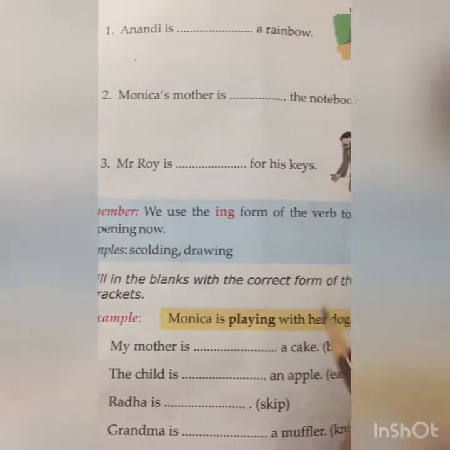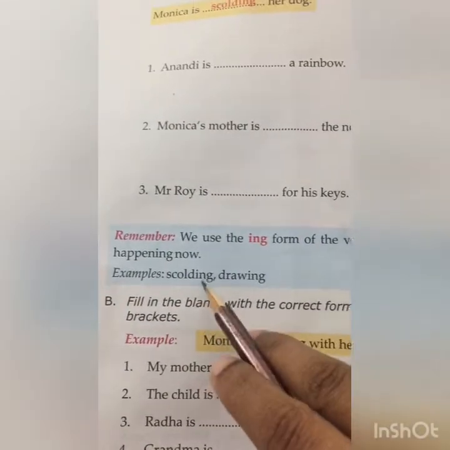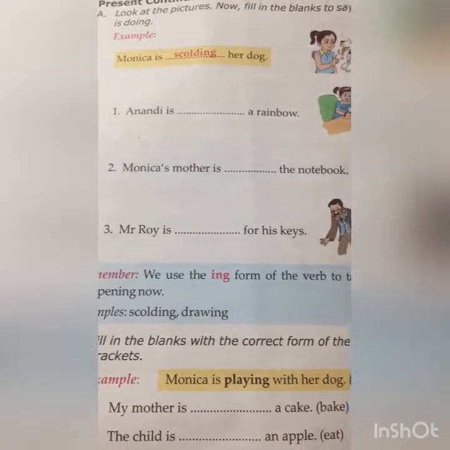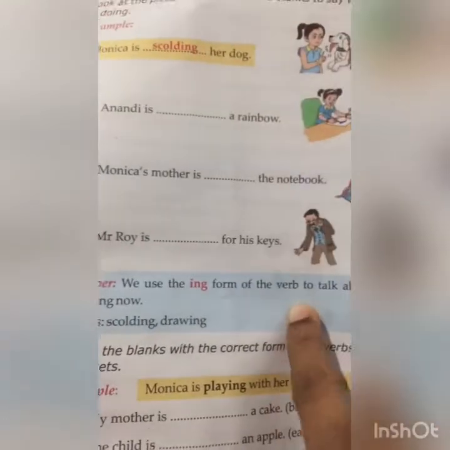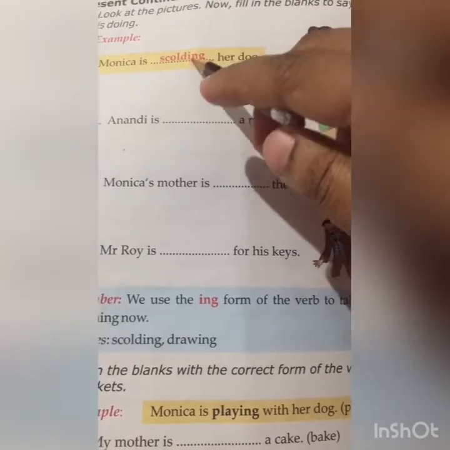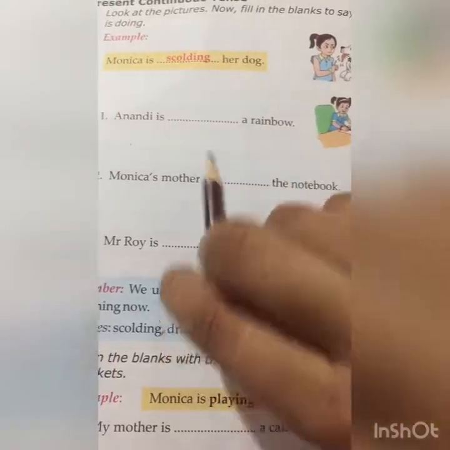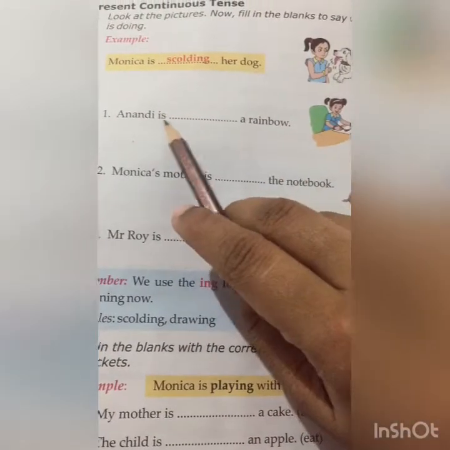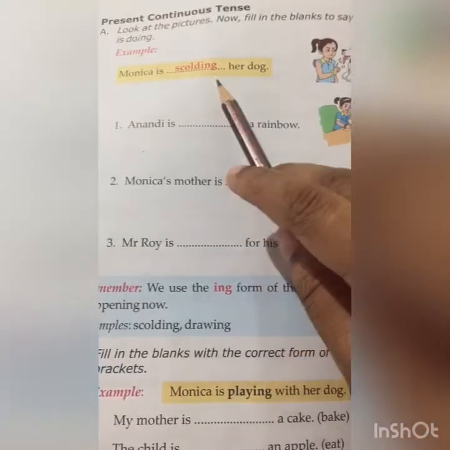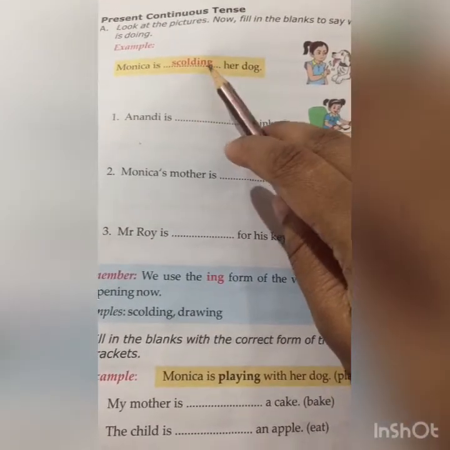We use the ing form of the verb to talk about what is happening now. Examples: scolding, drawing. Okay, in present continuous tense, we use the ing form of the verb. Here, Monica is scolding her dog. Like that, what have we used here? Anandi is drawing. This is the ing form. So in present continuous tense, we use the ing form of the verb. Okay.